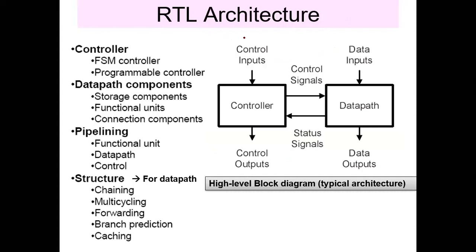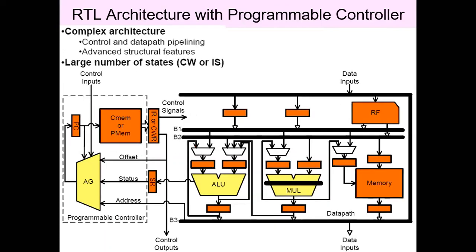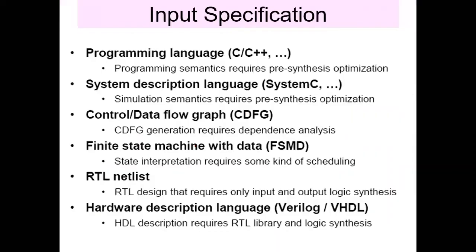Then we discussed the general RTL architecture. It will have two sections. One is the controller part and the other is the data path part, right? The controller will generate the control signals depending upon the control inputs, and the data path will be responsible for processing the data depending on the instruction from the controller. We have discussed two types of controller, that is FSM controller as well as programmable controller. Okay, this much we have discussed.